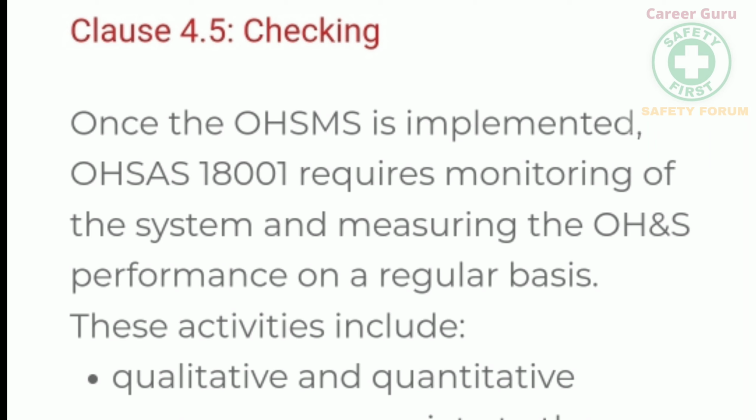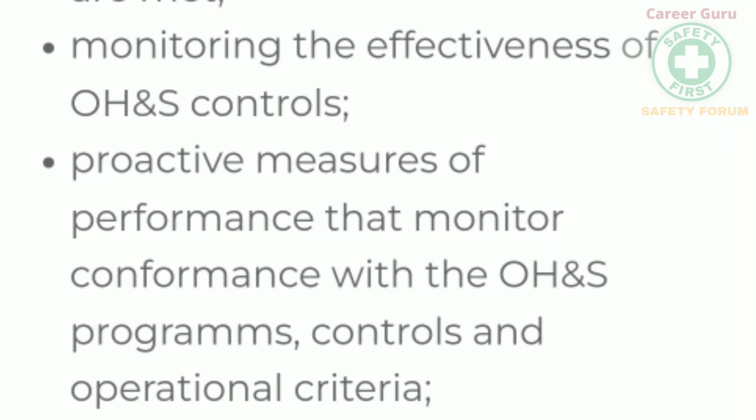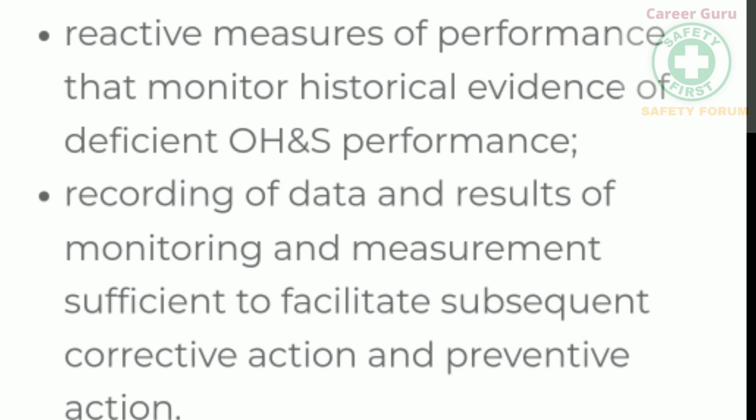Now we will see the fifth one, which is checking. Once the OHSMS is implemented, OHSAS 18001 requires monitoring of the system and measuring the OHS performance on a regular basis. These activities include qualitative and quantitative measures which are appropriate to the needs of the organization, monitoring the effectiveness of OHS controls, proactive measures of performance that monitor conformance with the OHS program controls and operational criteria, reactive measures of performance that monitor historical evidence of deficient OHS performance, and recording of data and results of monitoring and measurement sufficient to facilitate subsequent corrective action and preventive action.